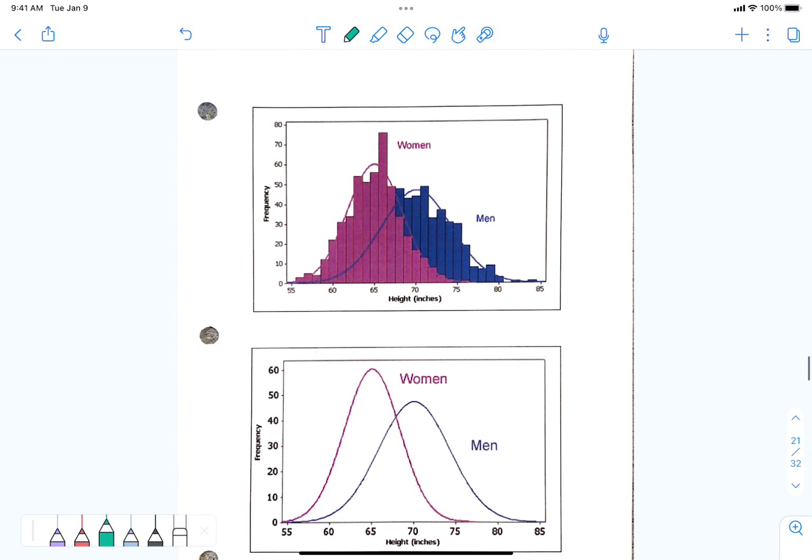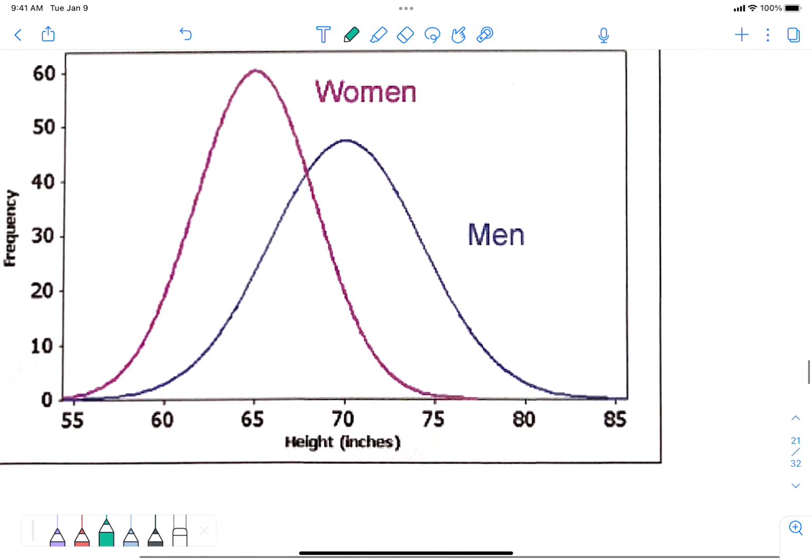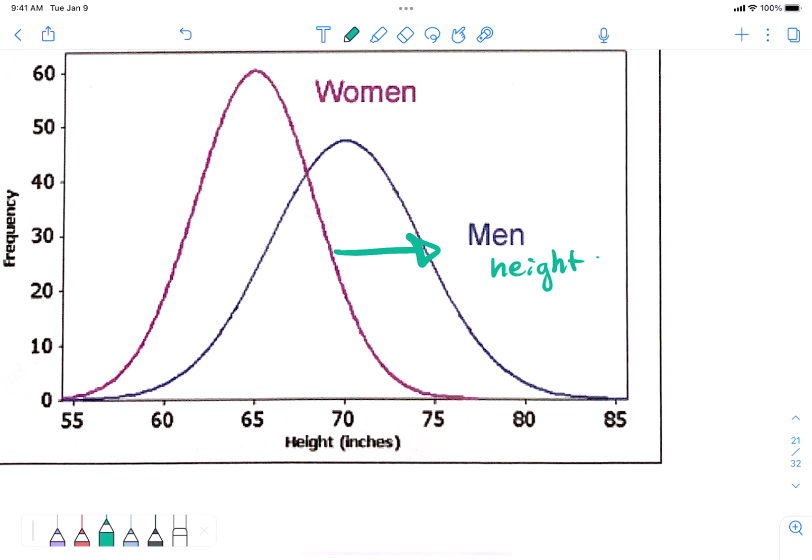Let's talk about these two bell curves. We're talking about heights, and they do a curve for men and a curve for women. Let's talk about the differences between these two, okay? The men's curve is to the right of the women's curve. Why? Because they're taller. Heights are larger. That's why it is shifted to the right a little ways.